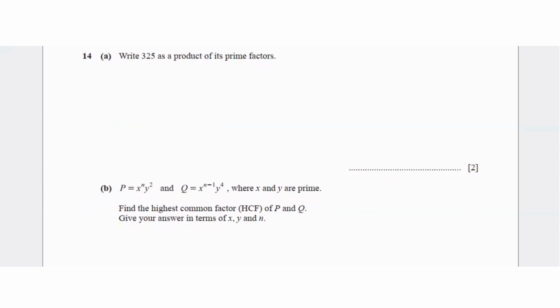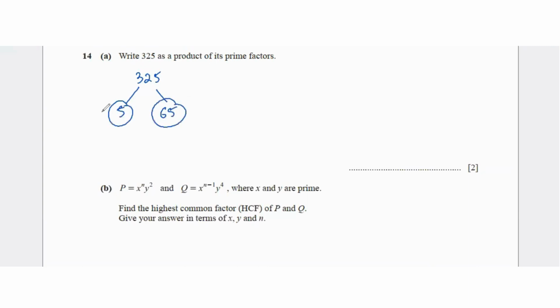The next question says, write 325 as a product of its prime factors. So we just prime factorize this. 325 divided by 5 is going to be 65, since we can't divide it by 3. So 5 over here and 65 over here.